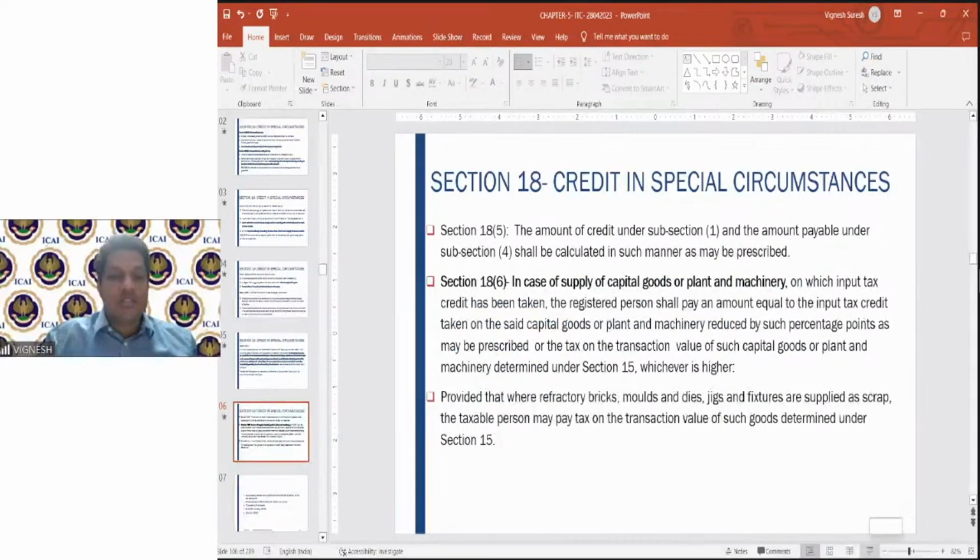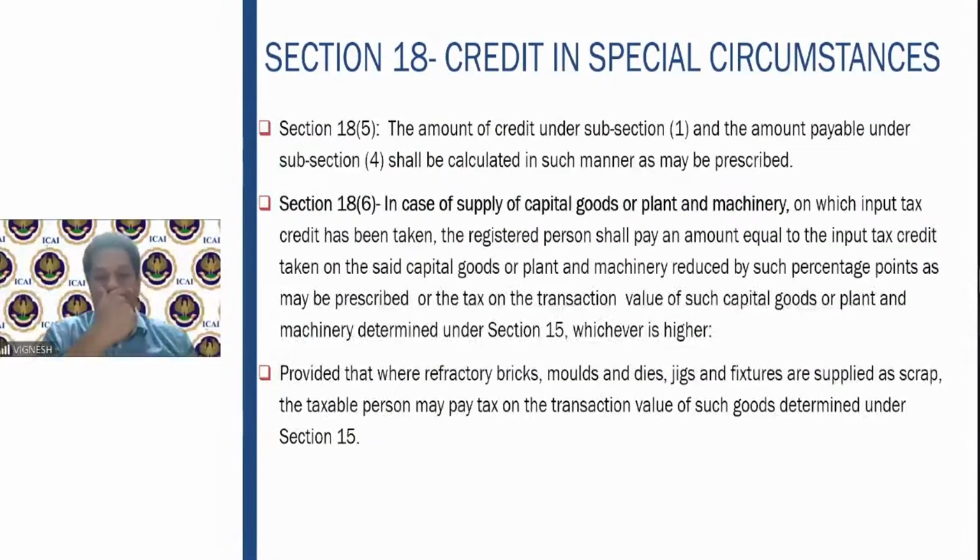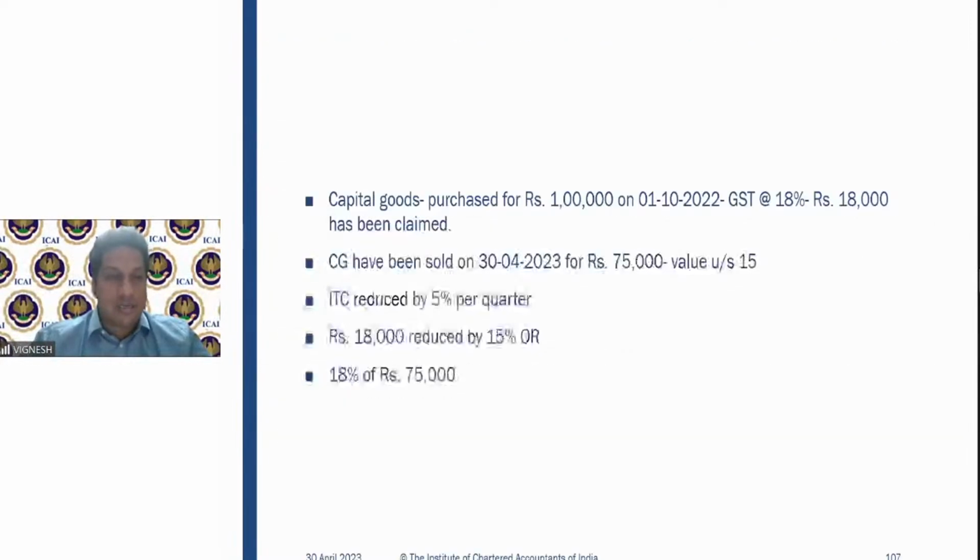But there is a provision where refractory bricks, molds and dies, jigs and fixtures, these are all accessories which are supplied as scrap. In that particular situation, there is no question of input tax credit. He can pay the tax on the transaction value of such goods determined under section 15, because these are all sold as scrap. A lot of accessories are sold as scrap. He can pay the tax on the transaction value as determined under section 15.